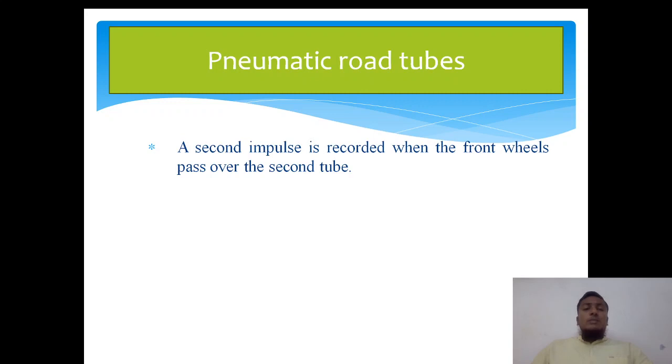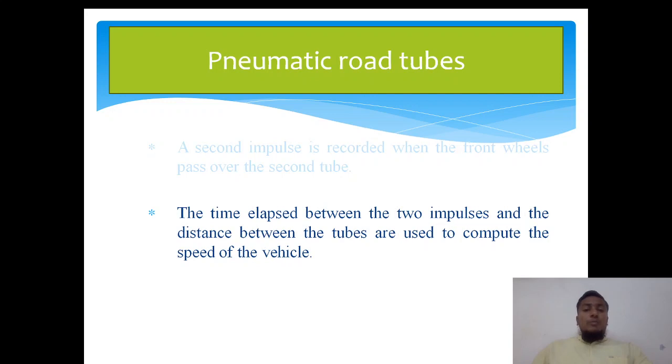The second impulse is recorded when the front wheel passes over the second tube. जैसे सामने का पहिया सेकंड ट्यूब के ऊपर पास होगा you will record the second impulse. पहला इम्पल्स कब होगा जब सामने का पहिया पहले ट्यूब पर आएगा, फर्स्ट इम्पल्स रिकॉर्ड होगा. सेकंड इम्पल्स कब रिकॉर्ड होगा जब सामने का पहिया दूसरे ट्यूब के ऊपर से पास होगा.